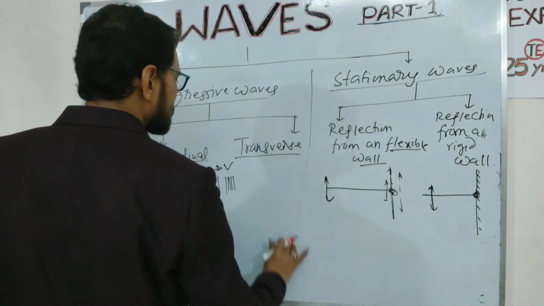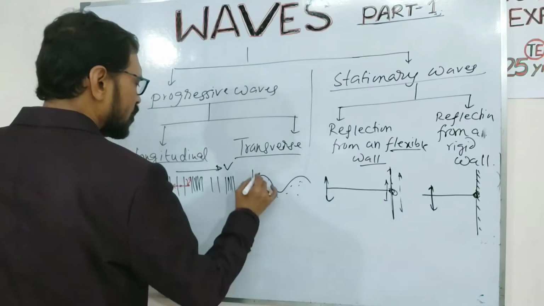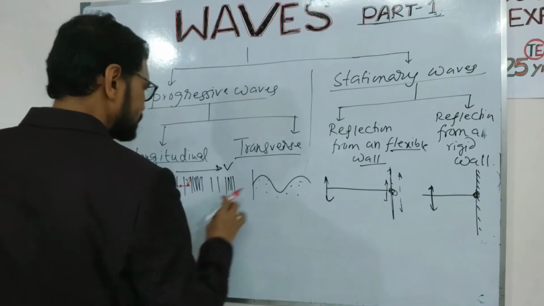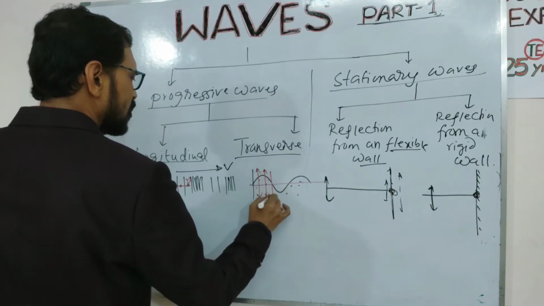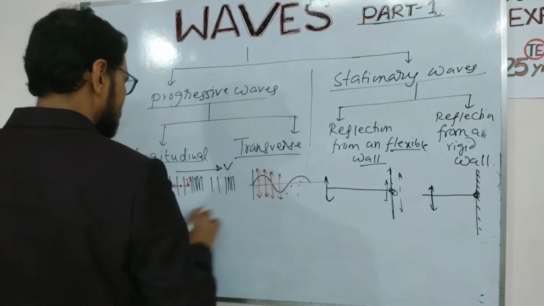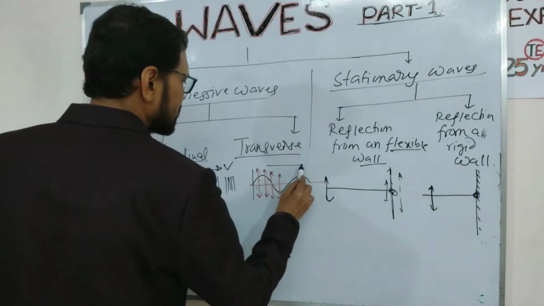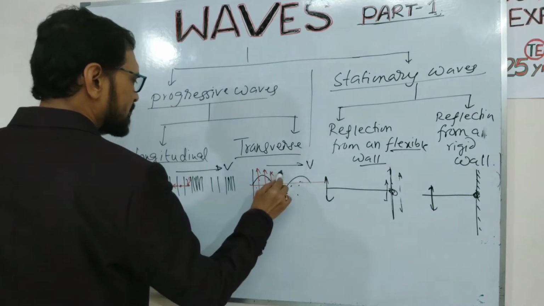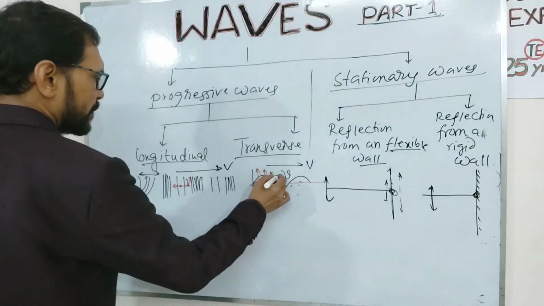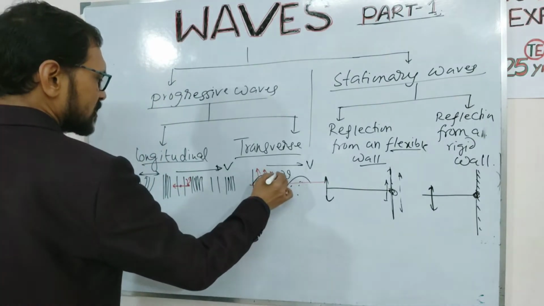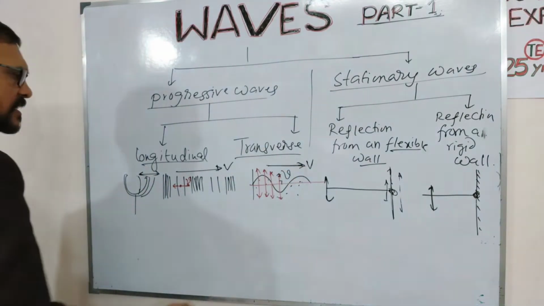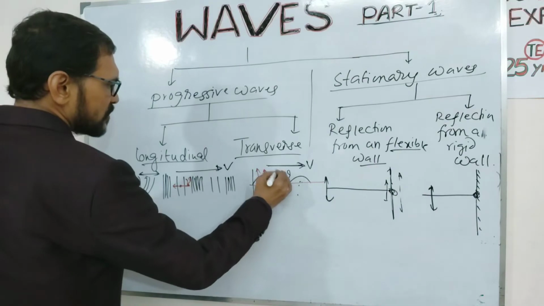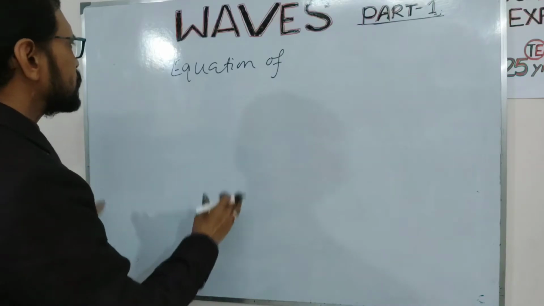Now what are transverse waves? Every water particle oscillates about its mean position and the wave moves in this direction. This is the velocity of the waves and this is the particle velocity v. If the particle velocity is perpendicular to the wave velocity, this is called transverse waves.